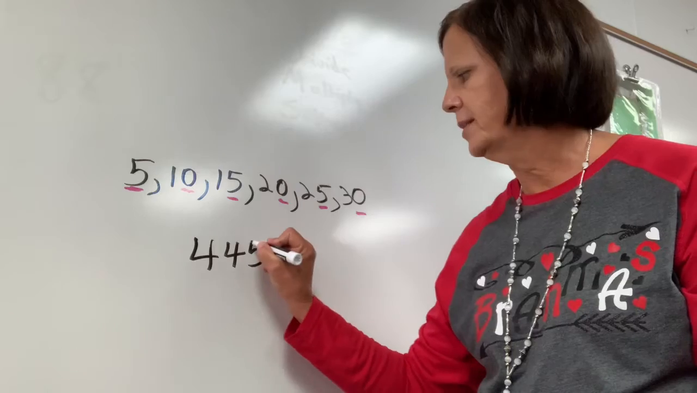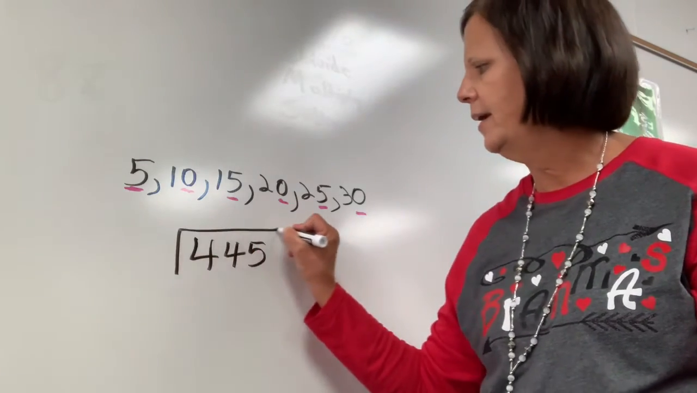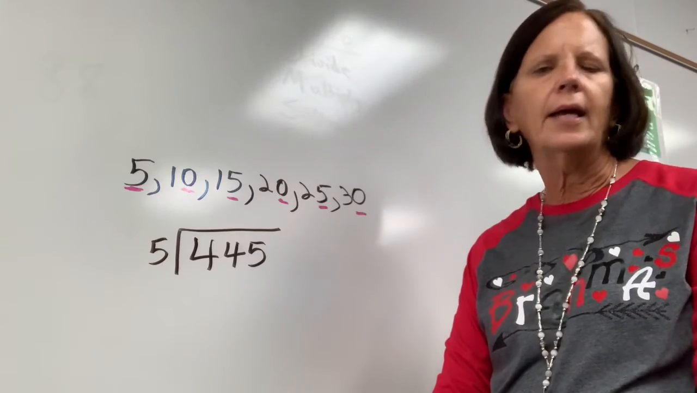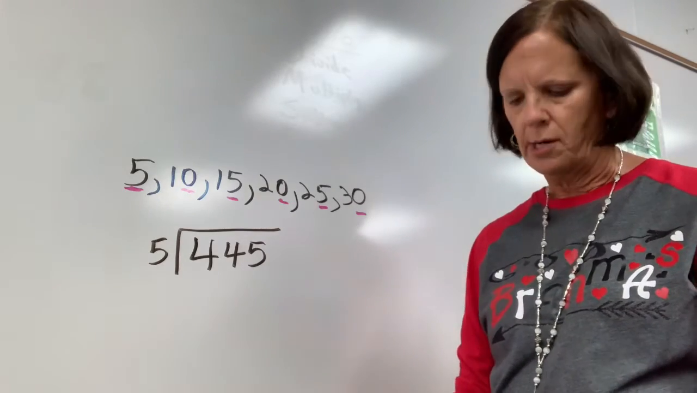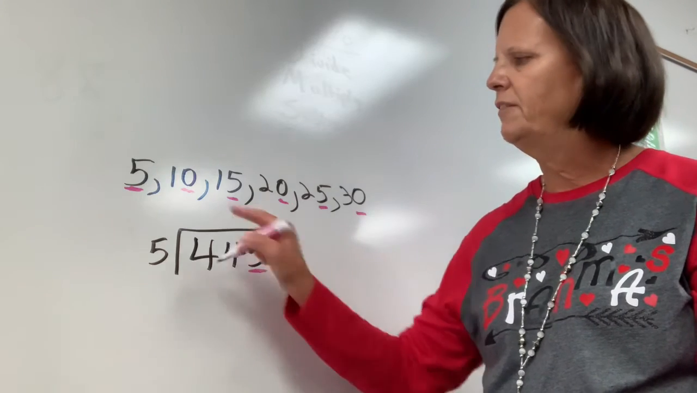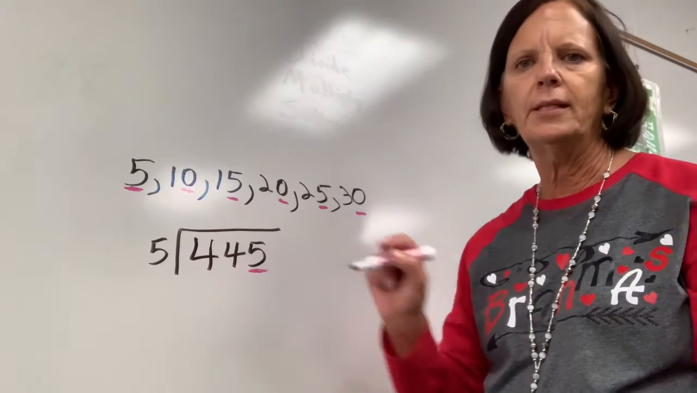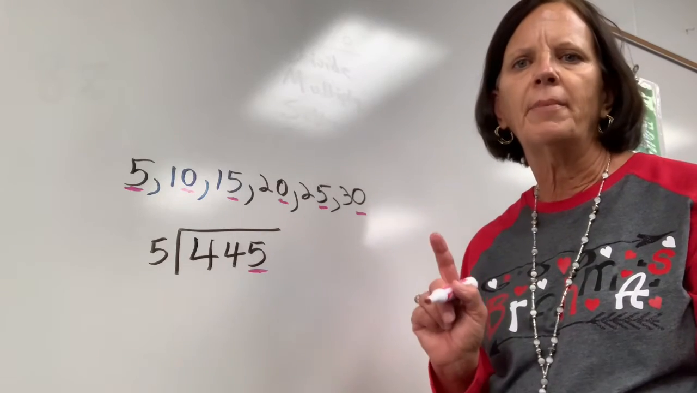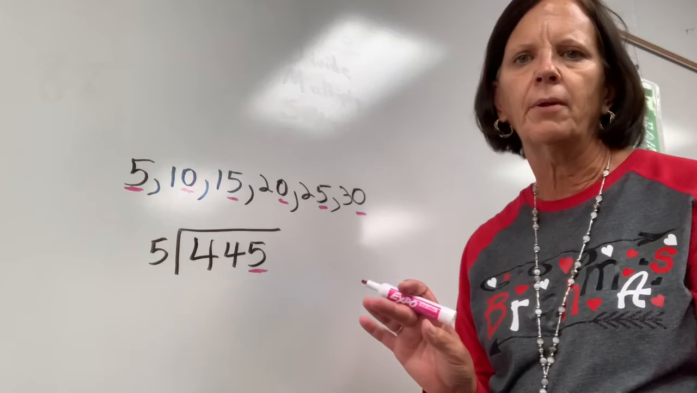445, oh my gosh, that's a big number. And I said, hey, is it divisible by 5? Can I divide it and not have a remainder? All you have to do is look in the one spot, and if it ends in a 5 or a 0, you're going to say, yes, it is divisible by 5. There's not going to be a remainder.